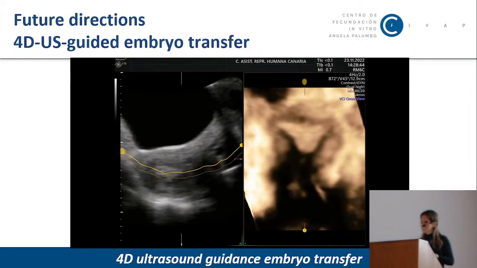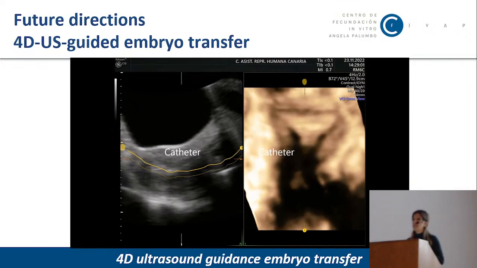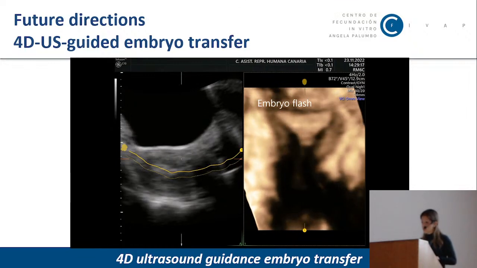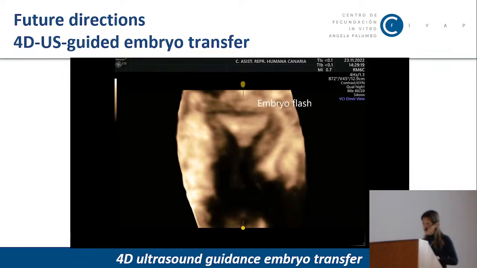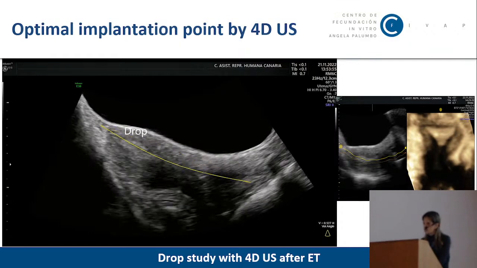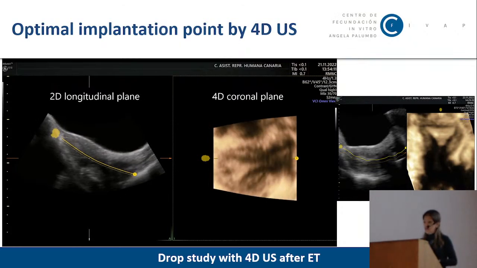We have recently started to investigate four-dimensional ultrasound as guidance in embryo transfer. The vision of the drop in most cases is well appreciated. However, we found limitations for the visualization of the catheter tip, even though we have a two-dimensional ultrasound to guide us to the entry into the uterine cavity. Ultrasound offers us too the possibility to study the final position of the drop in the coronal plane and the maximal implantation point.